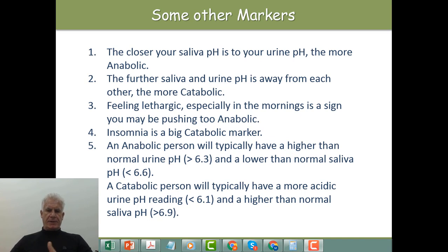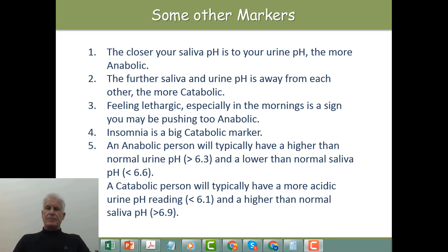Look, an anabolic person, I'll give you some more specific readings. An anabolic person will typically have a higher than normal urine pH. I know it sounds a bit strange: I've got acidic tissues and my urine is very alkaline. This is how the body works. Very rarely do we get an alkaline bloodstream and also alkaline tissues, or acid tissues and acidic blood. It just doesn't happen. They balance each other out.